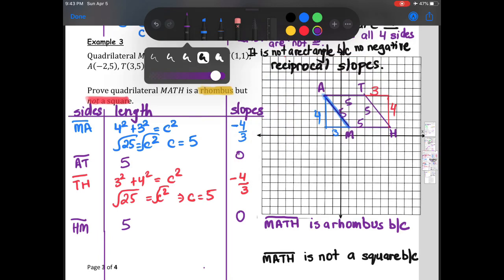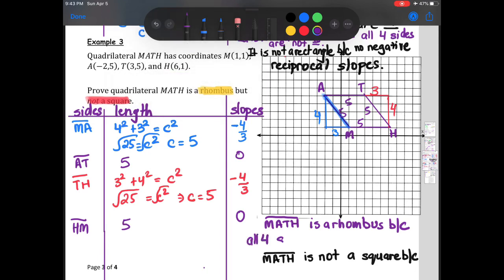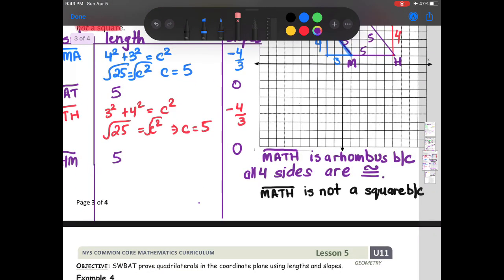Now let's answer this. It says MATH is a rhombus because all 4 sides are congruent. That's the symbol for congruent, right? And now it is not. MATH is not a square. I'm going to slide up, because what did we say? All sides, my bad, are congruent. We're saying it's not a square. I'm sorry about that.